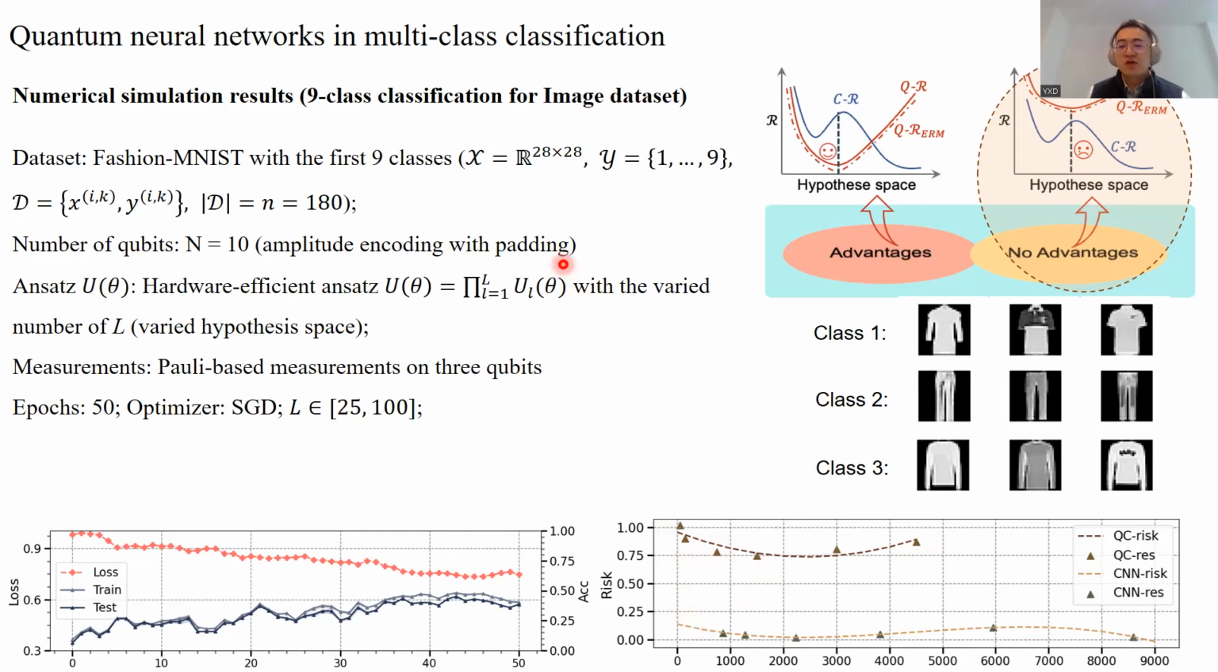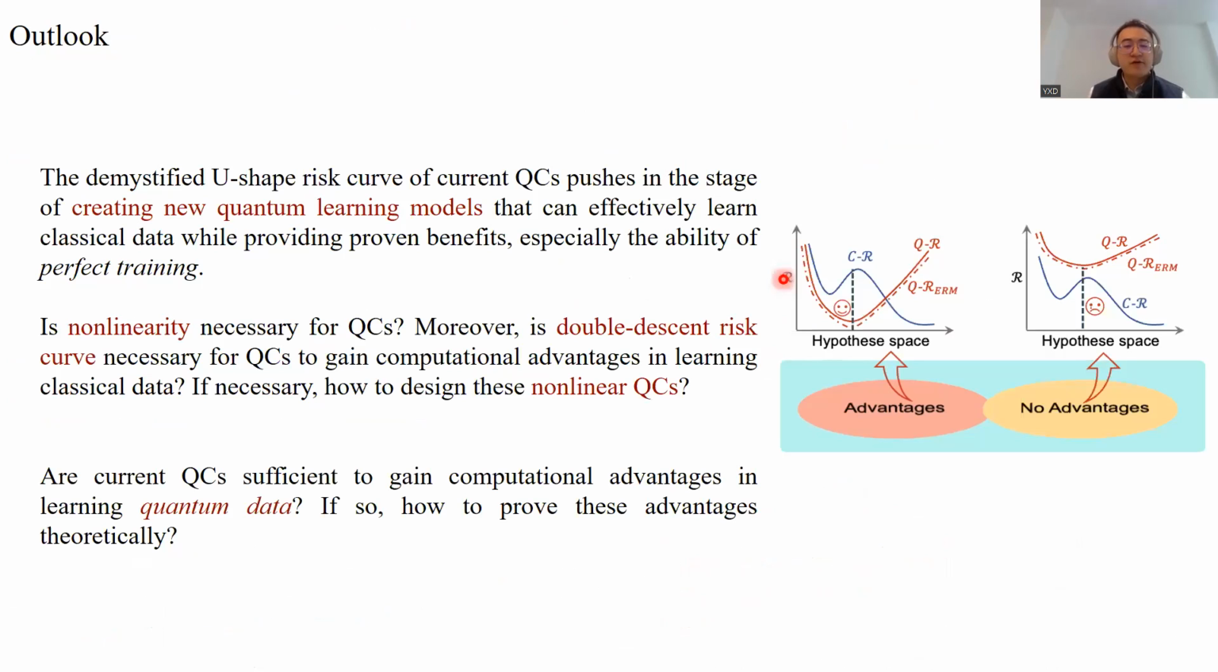So in this field, we may say there is no advantage when we use hardware efficient quantum classifier to learn image dataset. So here is our experiment results.